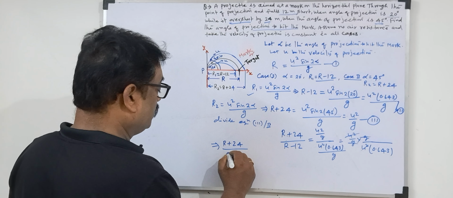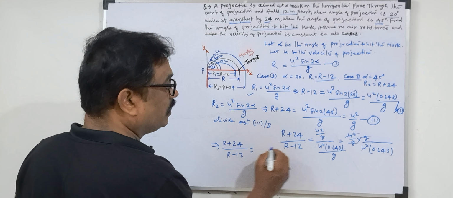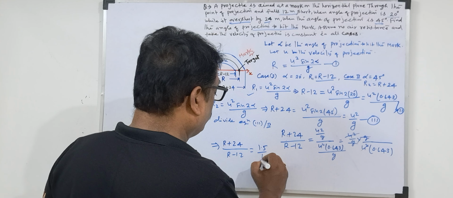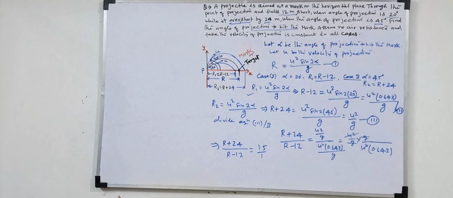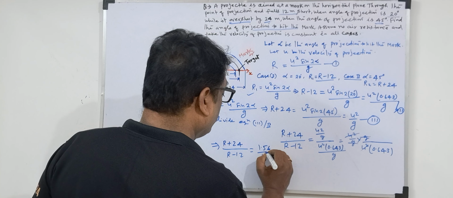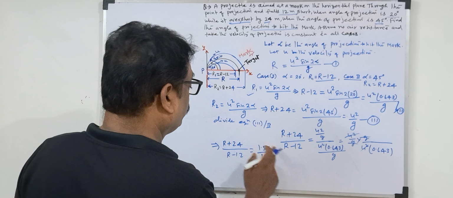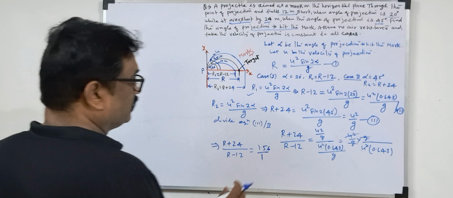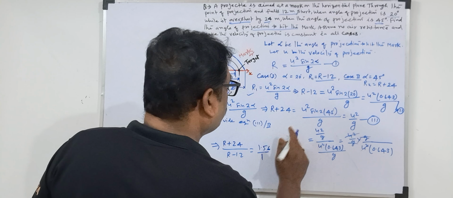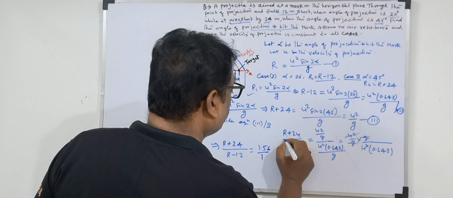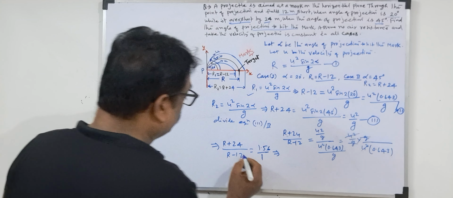So (R + 24)/(R − 12) is equal to 1 by 0.643. So it is coming 1.56. Now we'll do the cross multiplication. So this implies, (R + 24)/(R − 12) = 1.56.